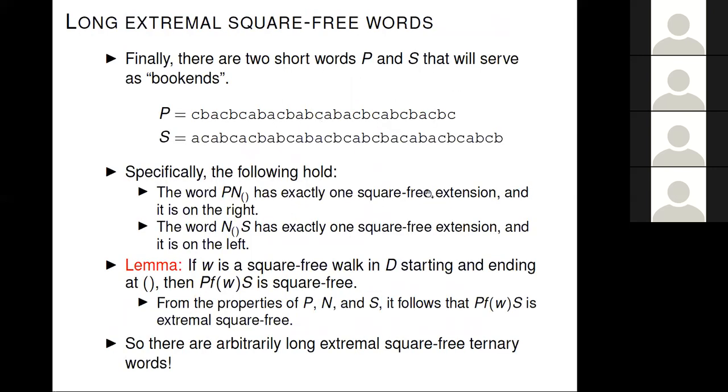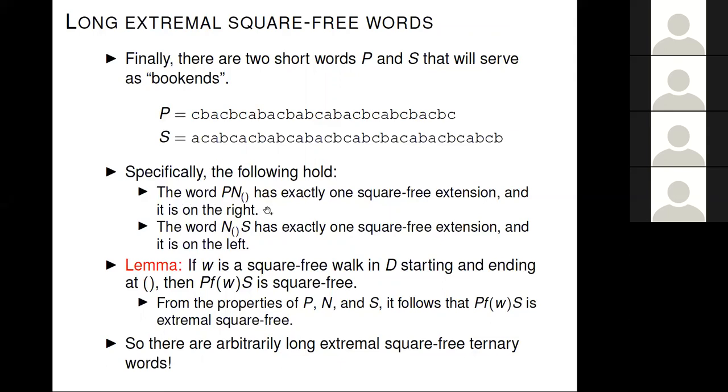So the last thing to do with those nearly extremal Squarefree words is just put some bookends on the ends so that we cut off the extendability. So we find some words P and S, and basically what we prove is that if you take any Squarefree walk and map to the permutations of n, and then put P on the left and S on the right, then you get a nearly extremal Squarefree word.